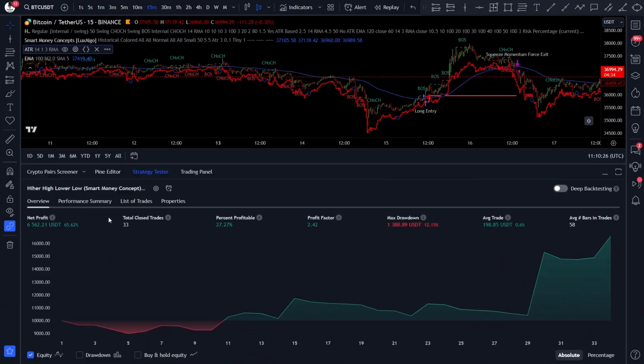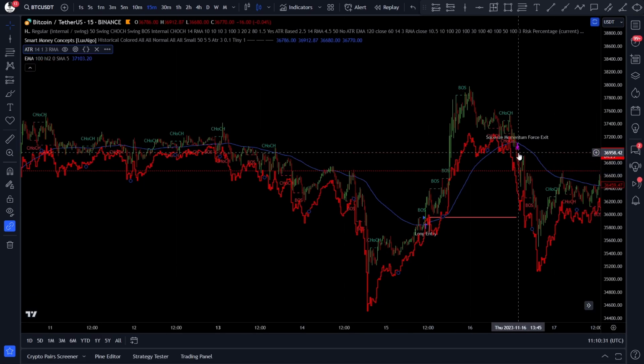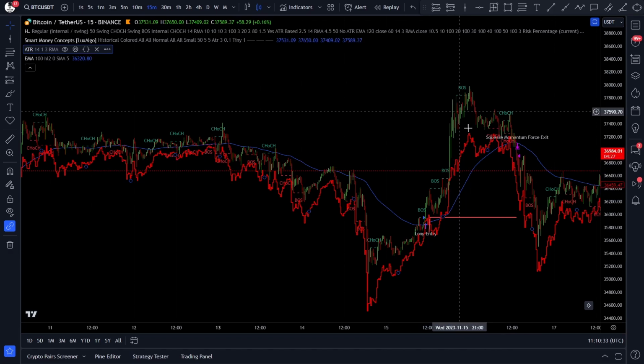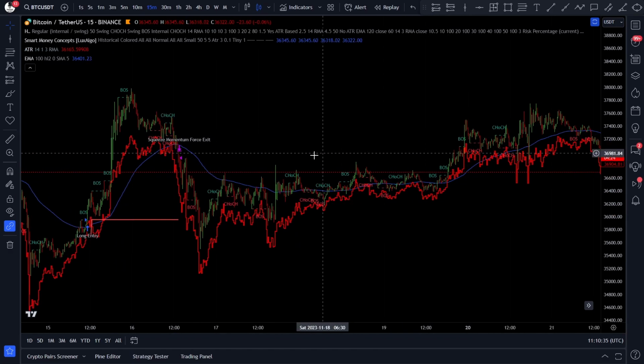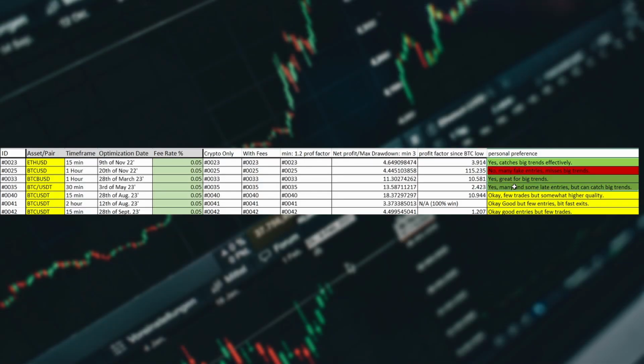I checked how many entries they took and if they were great quality entries or not. I also checked how many of the recent big upswings each of the remaining optimizations entered on and how good the exits were. After reviewing these 7 optimizations, I put them into 3 categories. The ones which are the worst got a no, the ones that have passed but not the best got an OK, and the best ones got a yes rating. The ones that made it are the optimizations with the ID of 23, 33, 35, 40, 41 and 42.